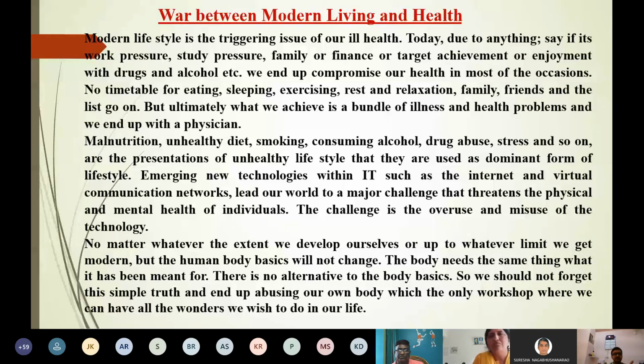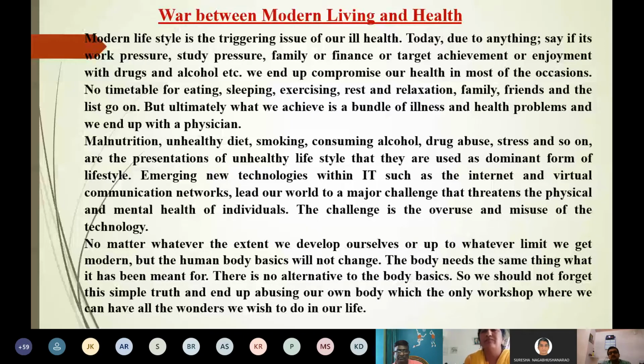Whether it is work pressure or study pressure, the status quo, financial problems, some target achievement, goals and targets, or drugs and other things, we always compromise our health in our day-to-day timetables. But these things are creating and triggering tremendous health hazards for us. Malnutrition, unhealthy diet, smoking, consuming alcohol, drug abuse, stress, and so on are the presentation of an unhealthy lifestyle, and they have become the dominant form of lifestyle.